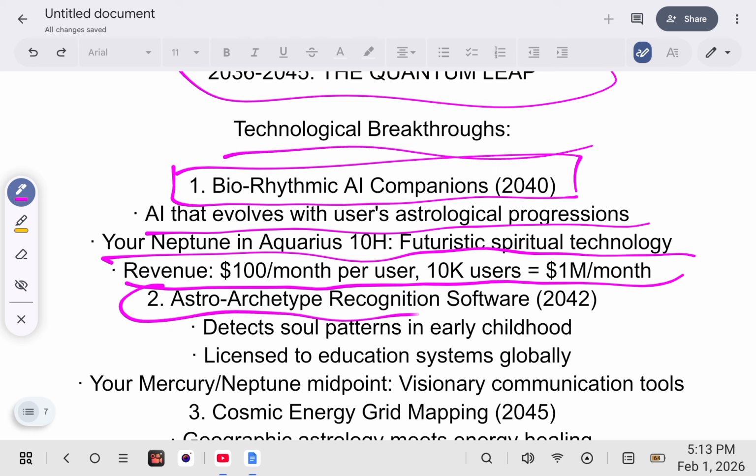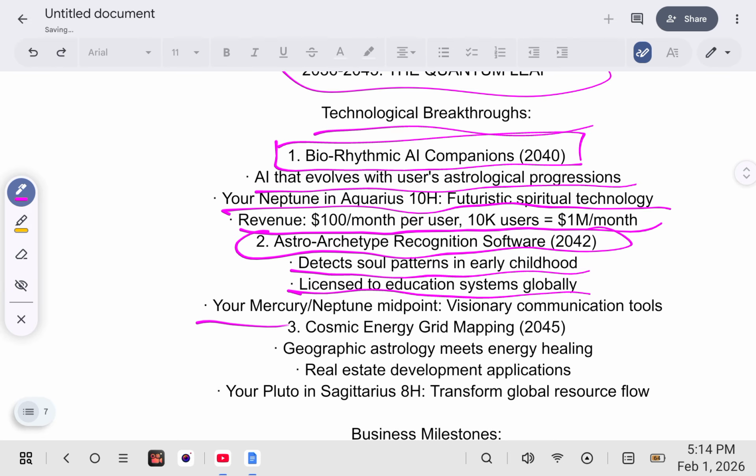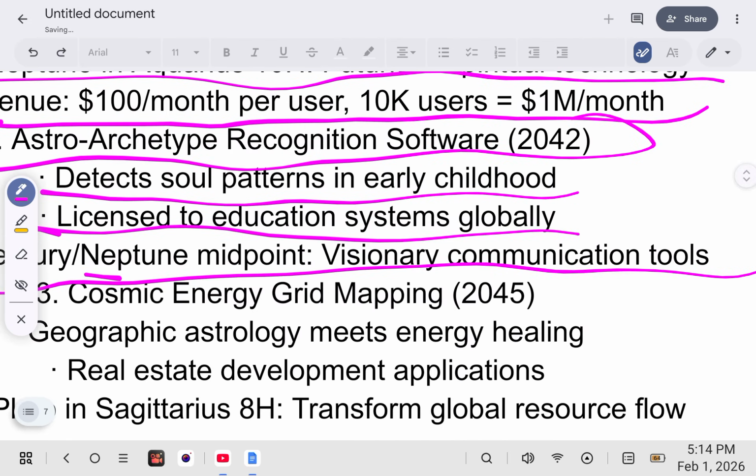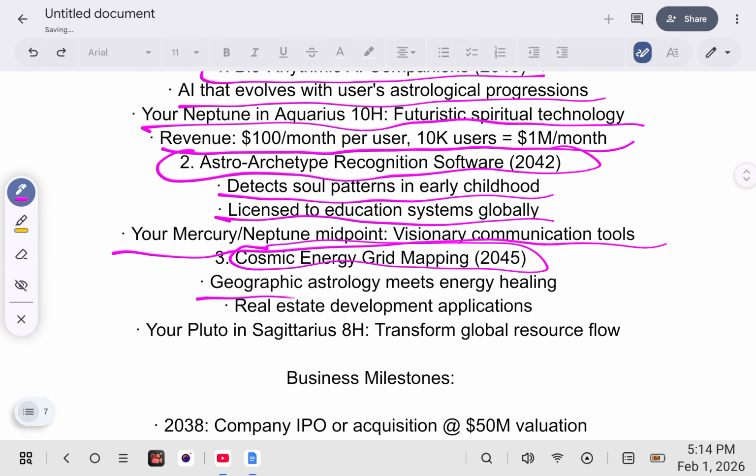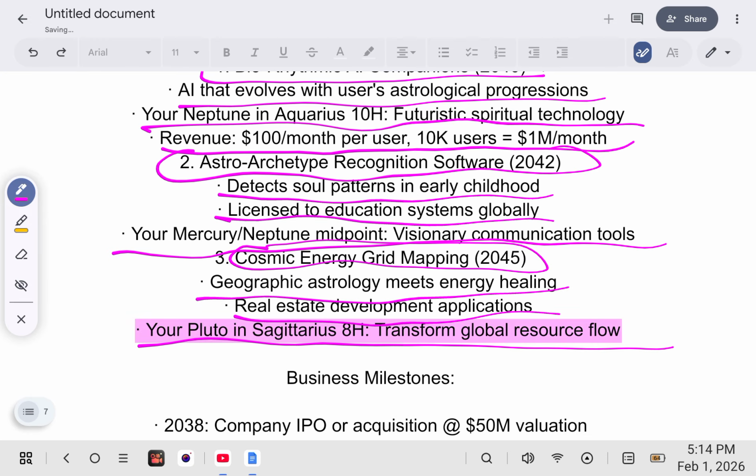Astro Archetype Recognition Software, 2042. Detects soul patterns in early childhood. Licensed to education systems globally. My Mercury-Neptune midpoint, visionary communication tools produced. Cosmic Energy Grid Mapping, 2045. Geographic astrology meets energy healing, real estate development applications. My Pluto and Sagittarius in the 8th house transforms global resource flow.